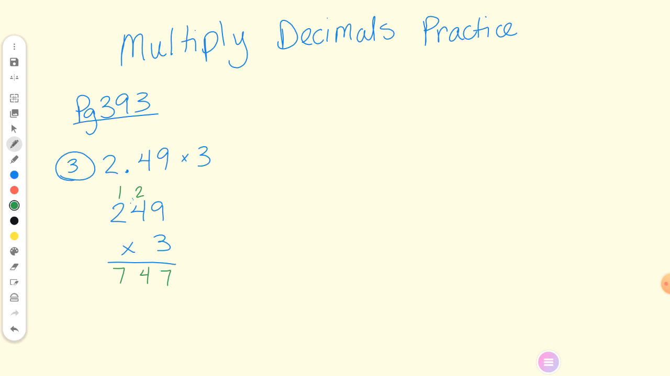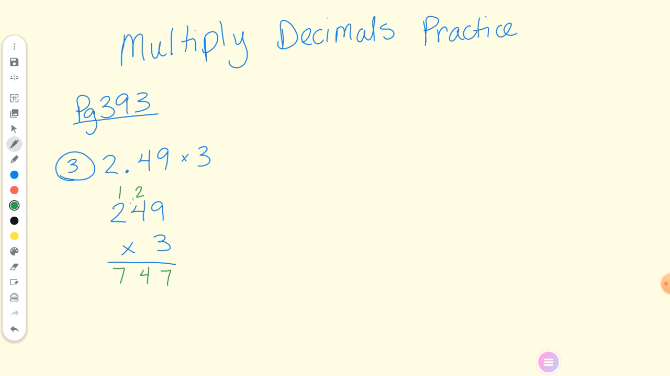Now, before we actually give the answer, just looking, 2.49 rounded to the nearest whole number, Jude. What's 2.49 rounded to the nearest whole number? 2. What's 2 times 3, Jude? 6. So we should get something close to 6. A lot of people who mess up, they mess up because, 1, they don't put a decimal point at all. Is 6 anywhere near 747? No, okay, so that's not reasonable.